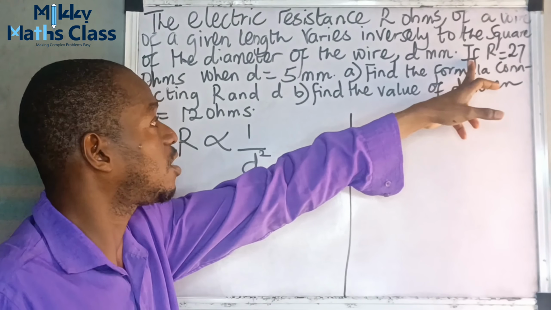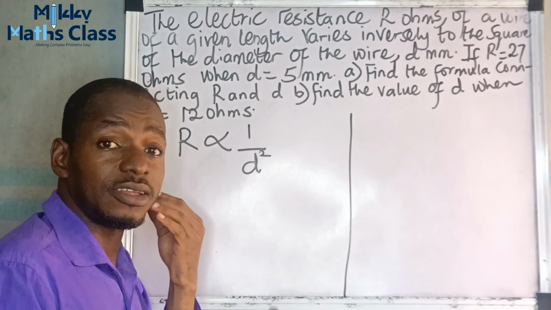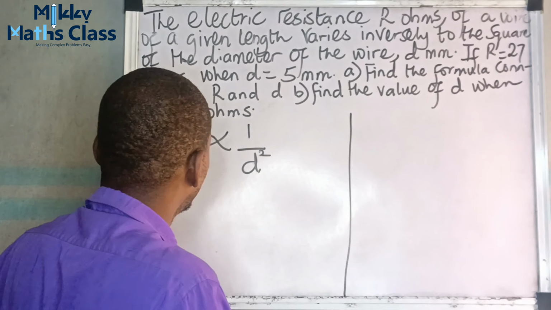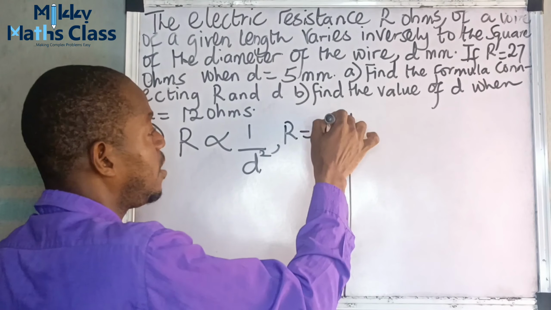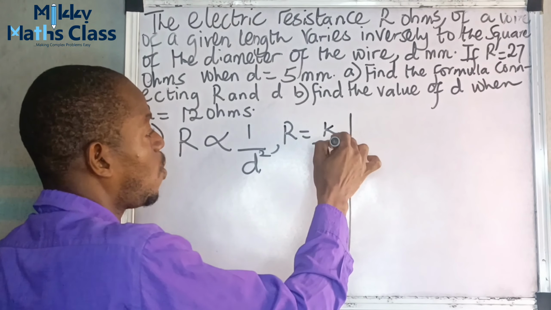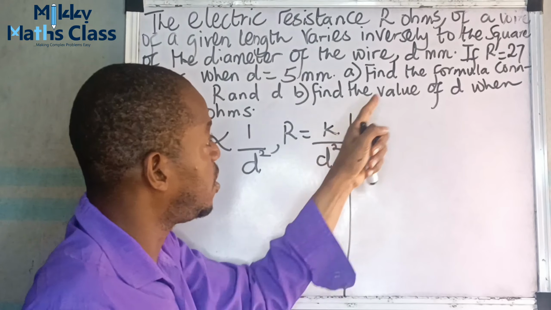Now let's look at what we are given. Let's remove the proportionality sign by introducing our constant K. So our R will be equal to K over D squared. Now let's find what the value of K is.